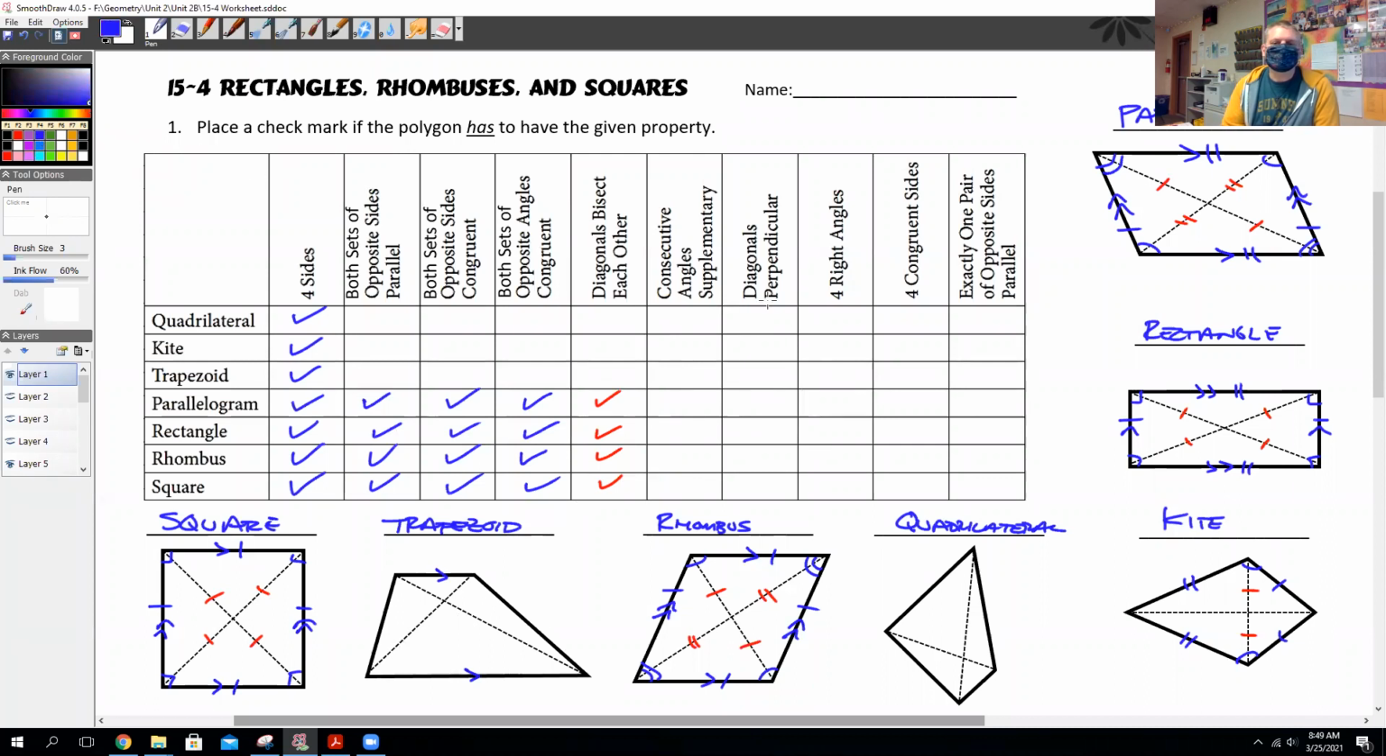But let's see. Consecutive angles are supplementary. Wow. Okay, that's a little bit of work. If consecutive angles are supplementary, what do you know about the opposite sides? Yeah, but now we're talking about just the sides themselves, because if you can make this connection, it's going to help, because this is a little tricky to figure out, but there's a way that we can figure these out.